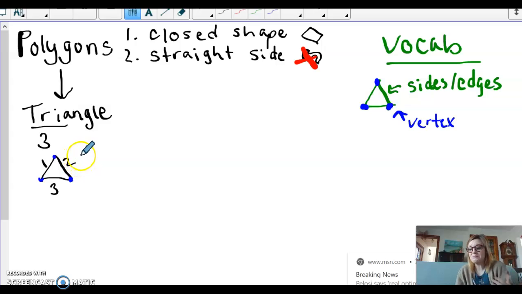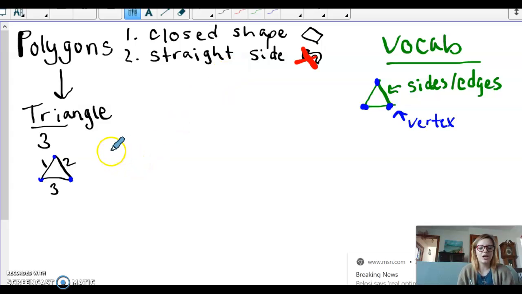Now this one seems super easy because we've seen this shape over and over and over. But a triangle can take a huge variety of shapes. And as long as it has 1, 2, 3 sides and 1, 2, 3 vertices, it's closed and there are straight sides, not curved sides, those all count as triangle polygons.